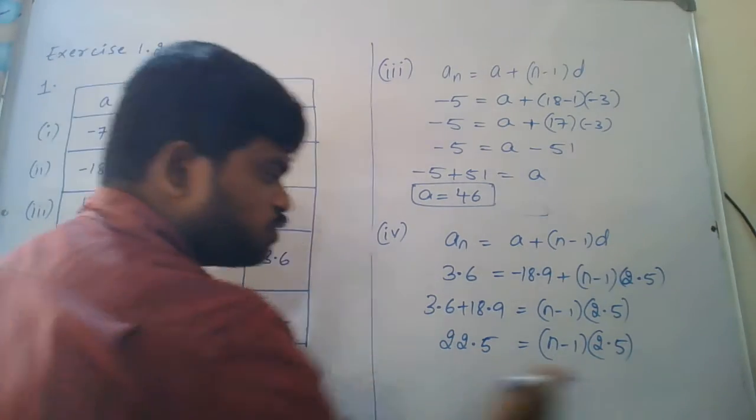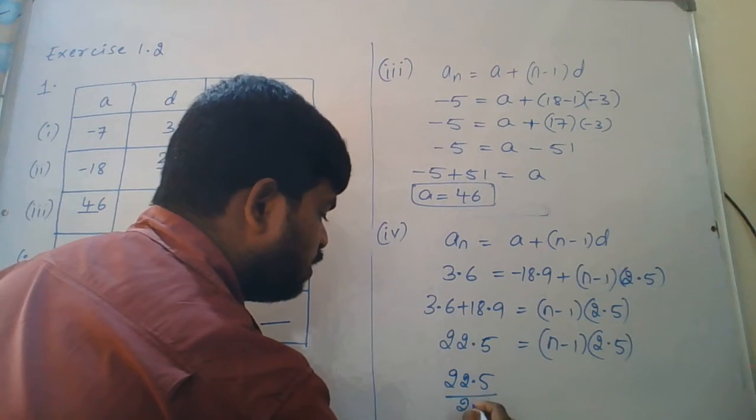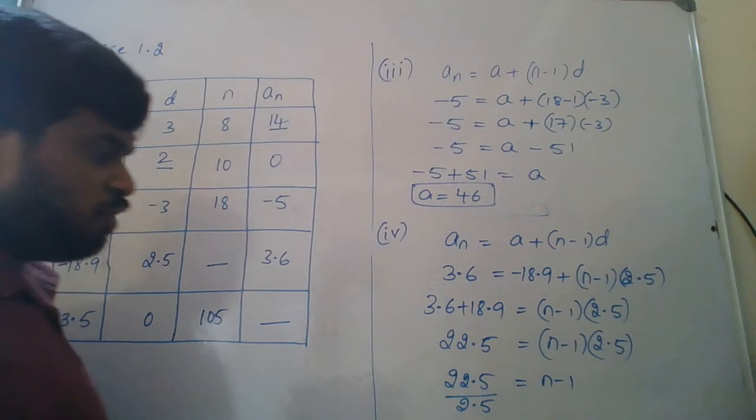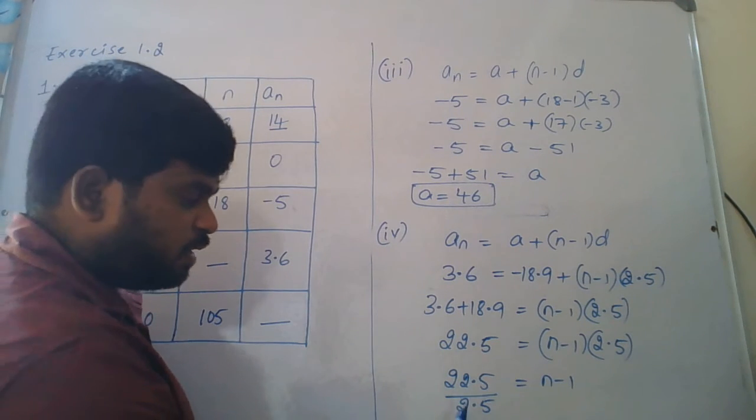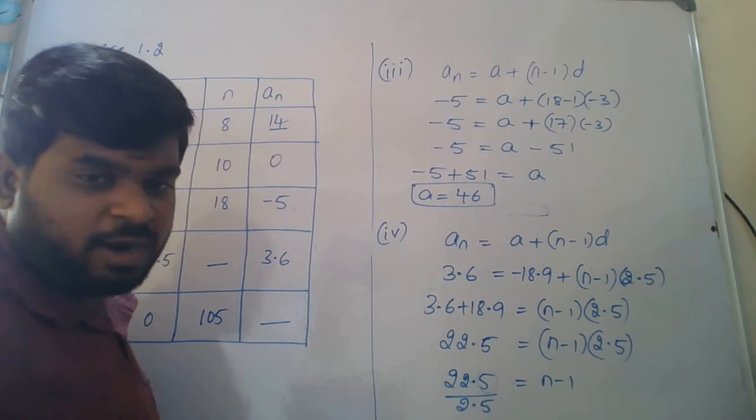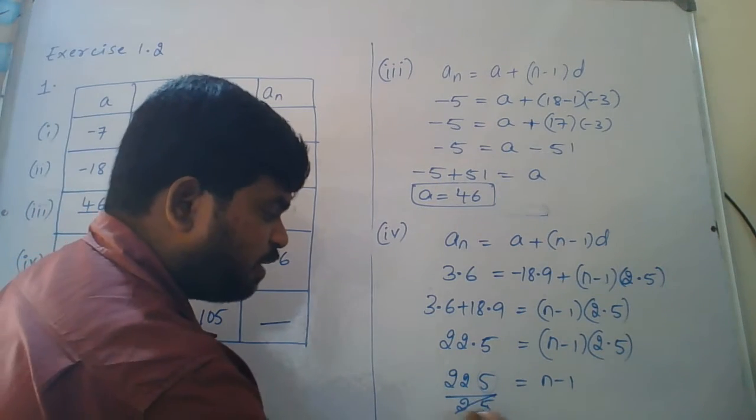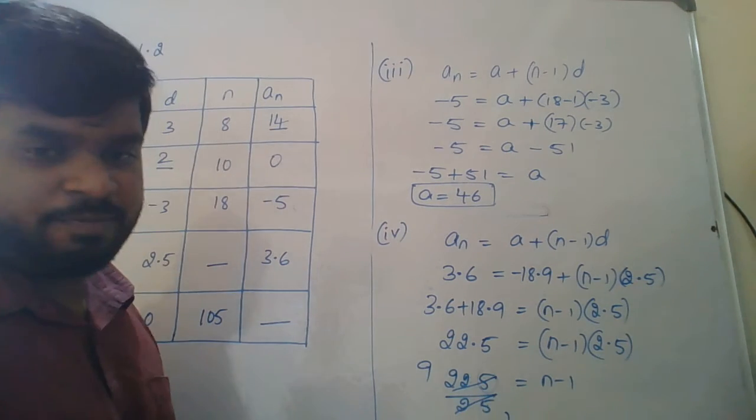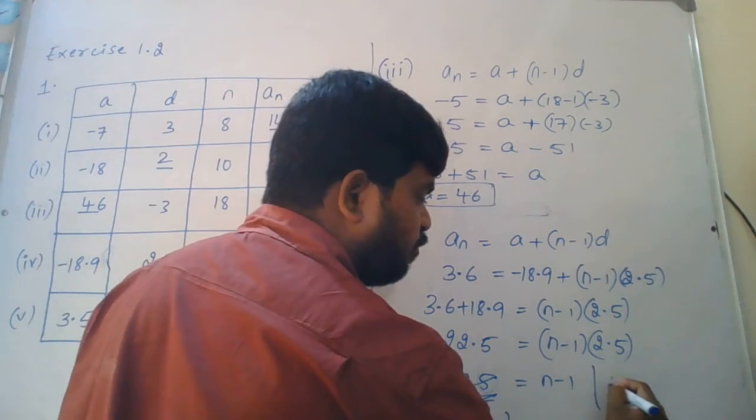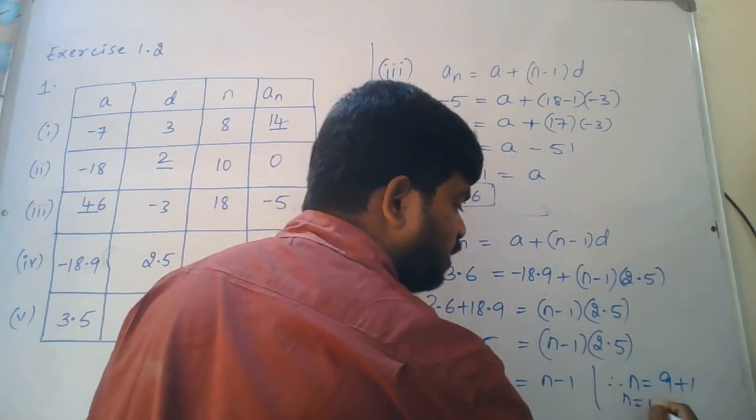Now you can transpose this 2.5 to the other side. So it will become 22.5 by 2.5 is equal to n minus 1. If you observe, both numerator and denominator have got one digit after the decimal. So you can take out the decimal. Now you can do it. 25 ones are 25, 25 nines are 225. N minus 1 is equal to 9. Therefore, n will be equal to 9 plus 1, since minus 1 comes to this side as plus 1. Therefore, n value is 10.